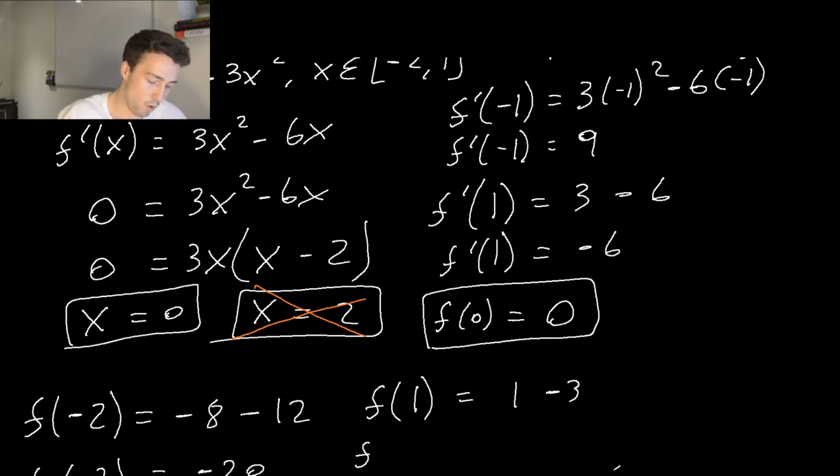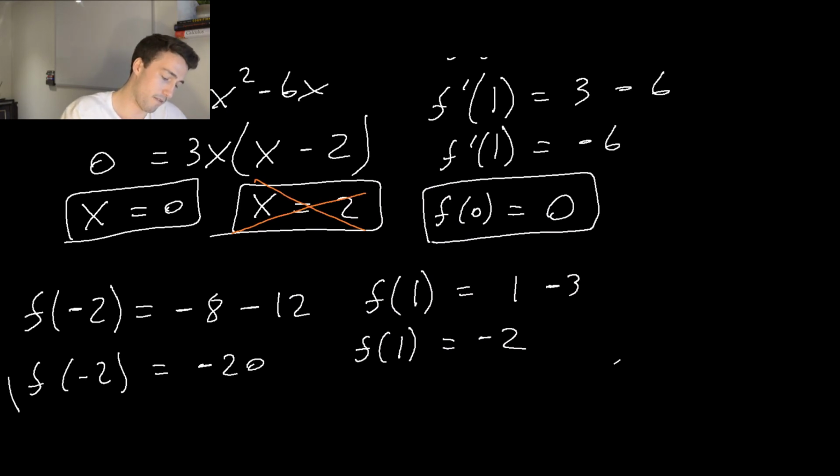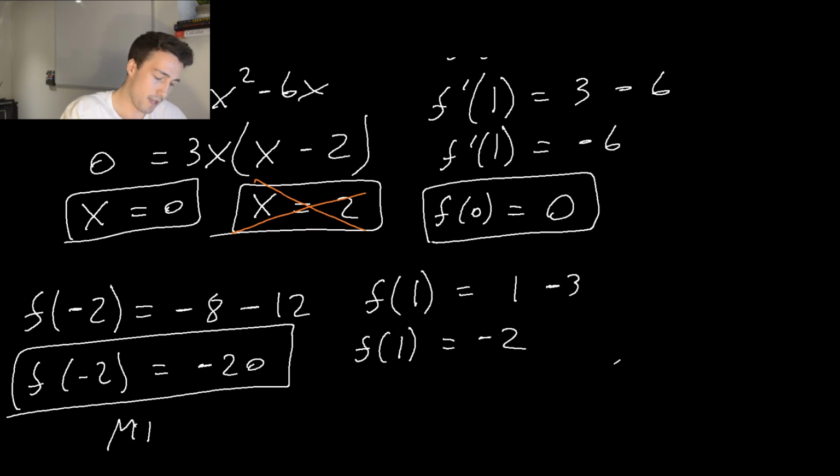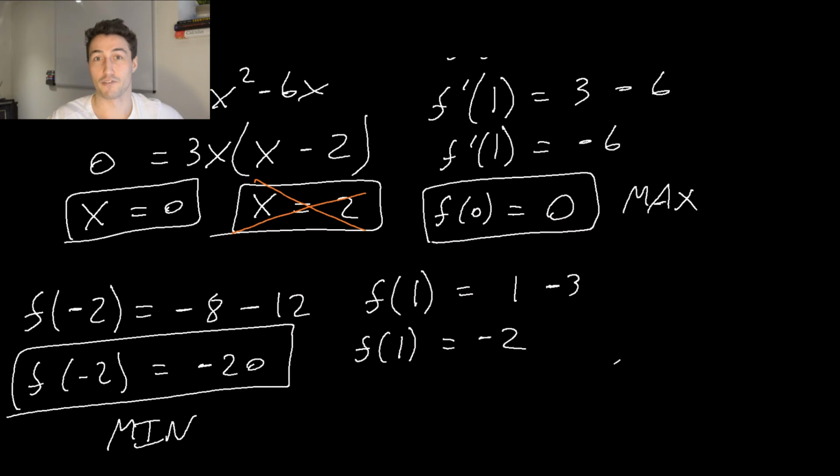So f of 1 is equal to -2. So clearly this is our minimum value. It is evaluated at our endpoint, so this is the minimum. And over here, this would be our maximum value, because the derivative, or the slope of the line, was actually equal to 0.